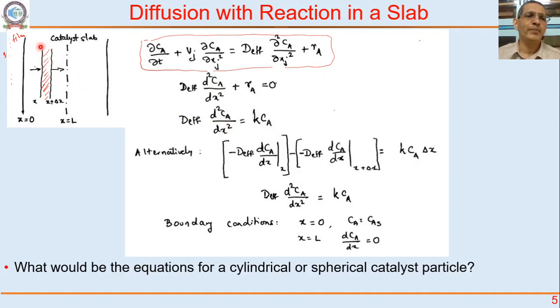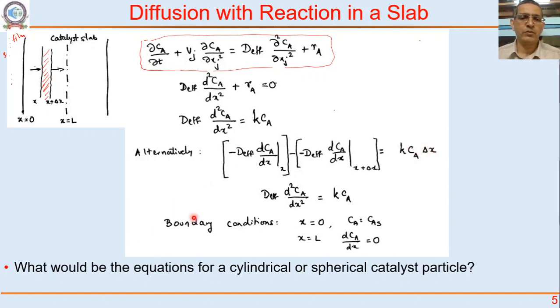Alternatively, if you want to think, this is the area through which diffusion is occurring. So we can write flux on this face. Flux would be minus D effective dCa by dx at x. Flux at this face would be minus effective diffusivity dCa by dx at x plus delta x. So we are writing what comes in minus what goes out. In minus out must be the amount that is reacted in this. So the amount that is reacted is nothing but k Ca, that is the volumetric rate. And if I multiply by delta x, we get it in terms of flux.